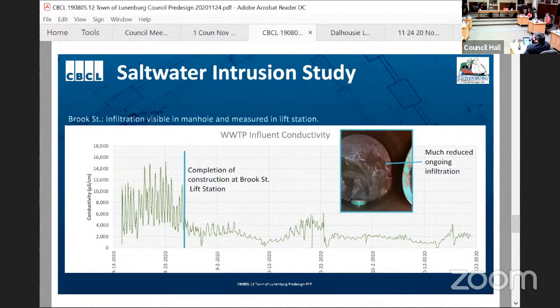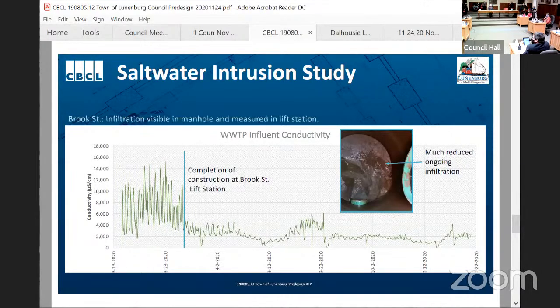But following this construction project, which extended and separated the sanitary sewer from one of the waterfront businesses, it dramatically lowered the amount of salt water that was getting into the system as a whole, which was very successful. There was still some infiltration, but it was much reduced.